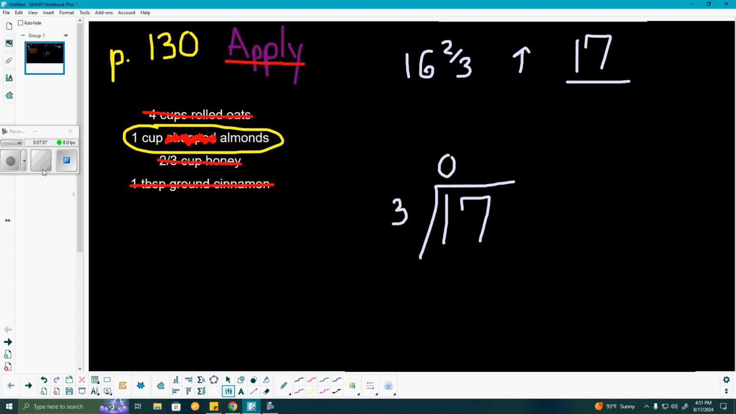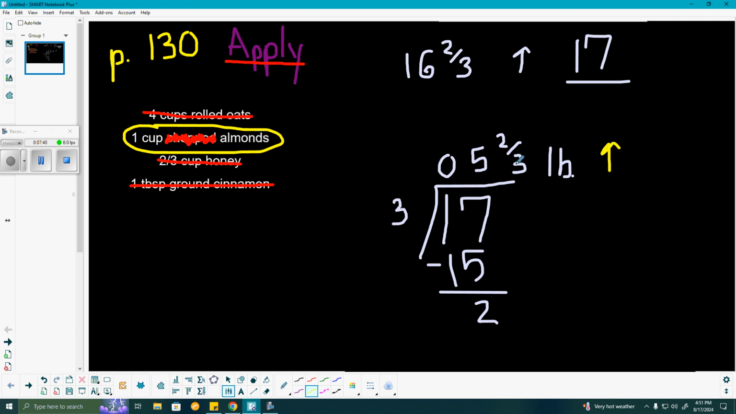3 can't go into 1, so I will put a 0 there. However, it can go into 17 5 times, which is going to be 15. 17 minus 15 is 2. And then remember how we write our remainder. So we need to buy 5 2/3 of a pound. Again, we can't buy 2/3 of a pound from the person that sells the almonds. So we must round up. 5 2/3 rounded up will be 6.